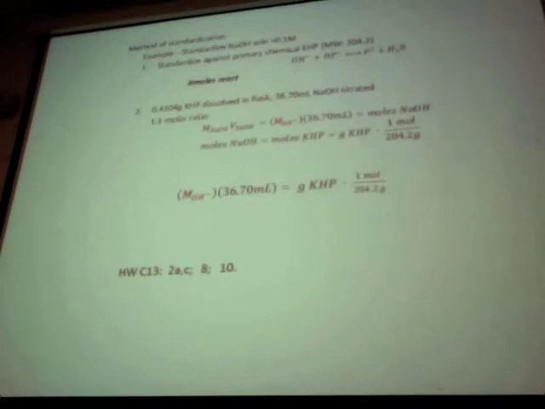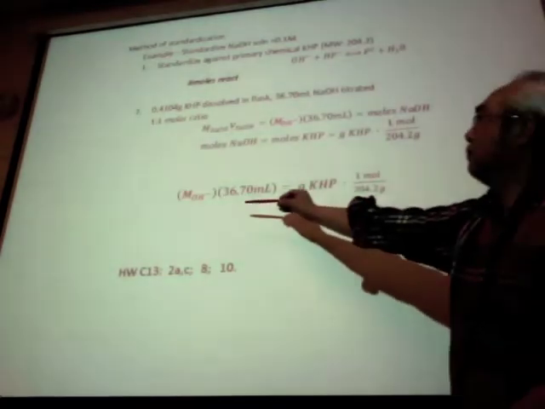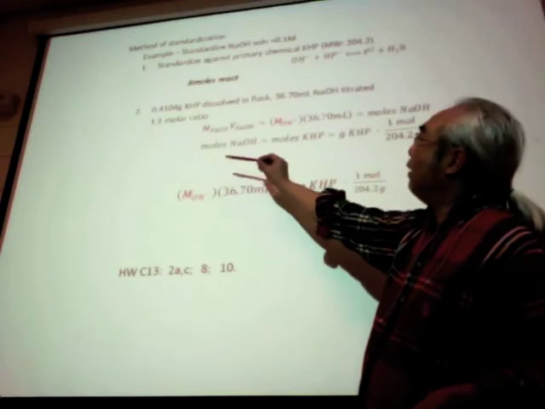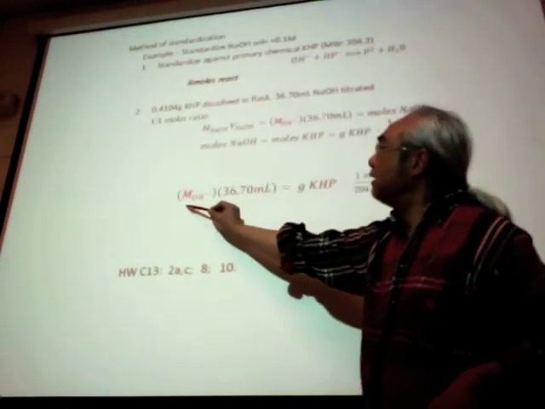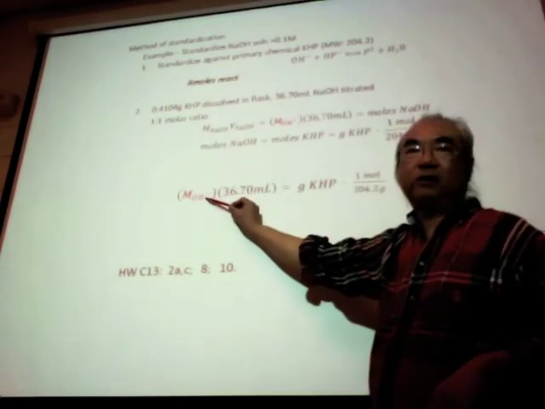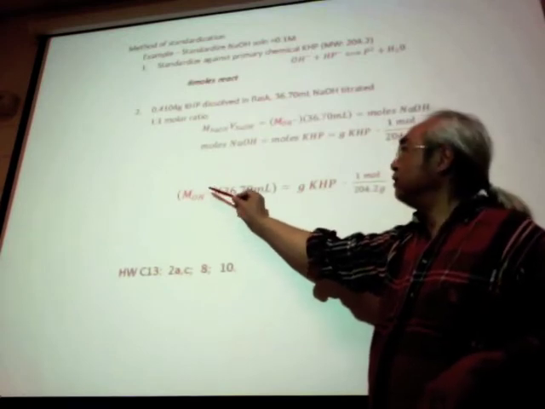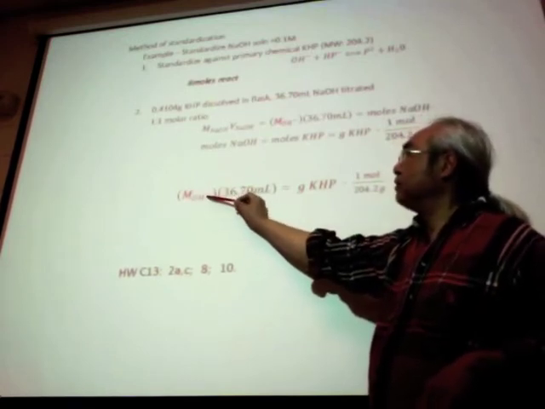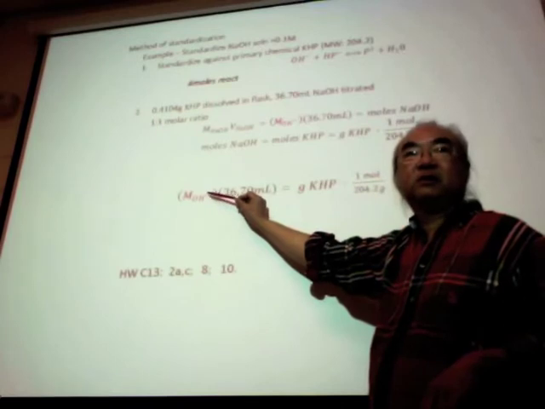So your whole goal in this is to figure out how many moles of KHP. This procedure is standardization for your titrant. So-called standardization is to get the accurate concentration of your titrant.